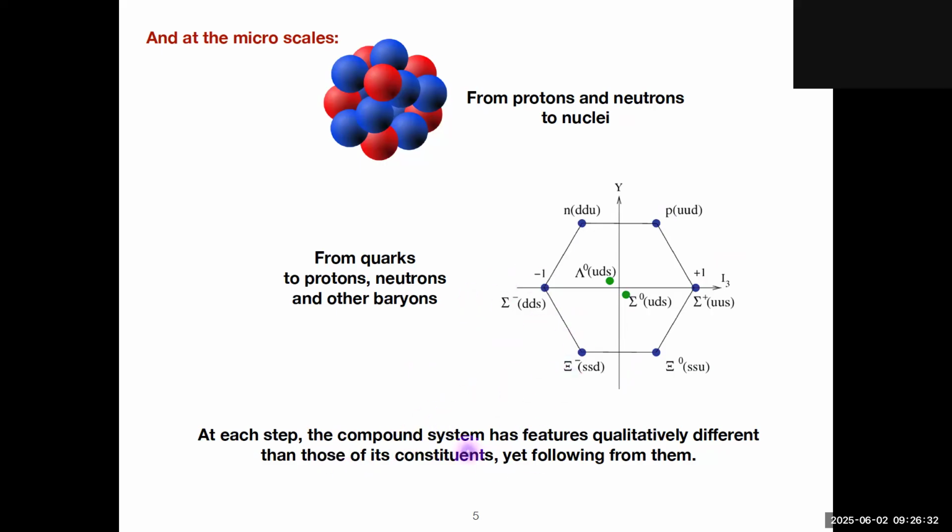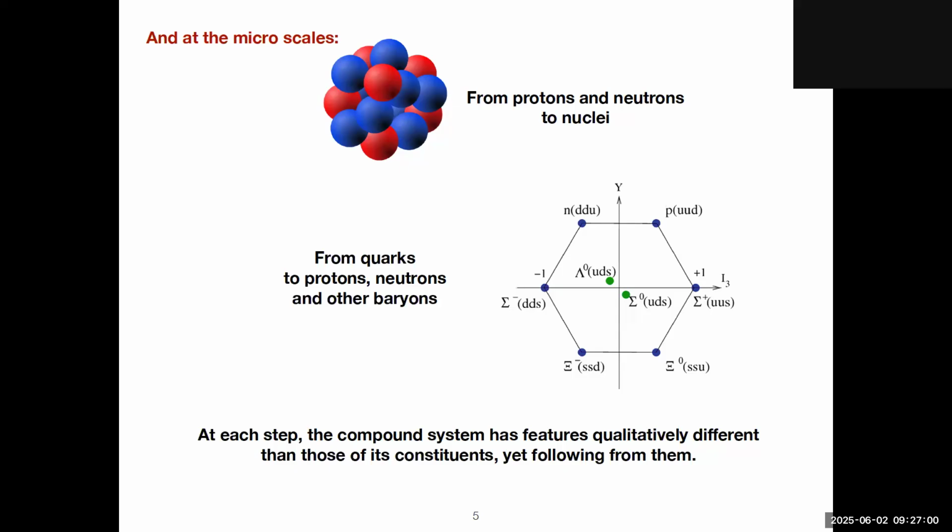At each step, the compound system has features which are qualitatively different than those of the constituents, and yet those features follow from the properties of the constituents, from these point-like properties in terms of currents, in terms of fields, to these collective objects already at the level of the proton, which we're in the process of studying.